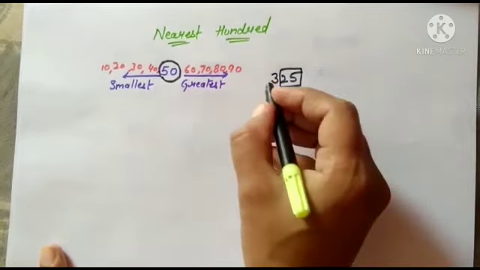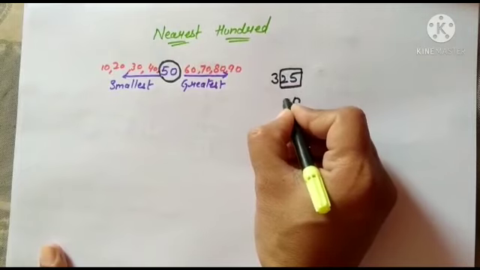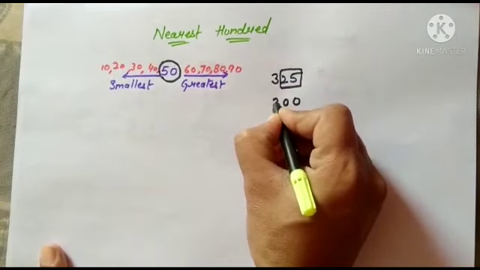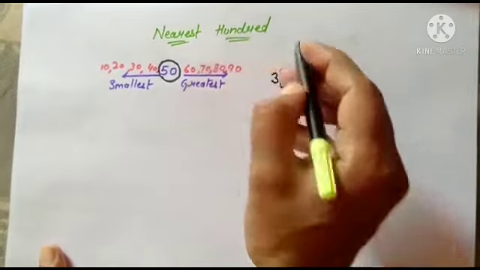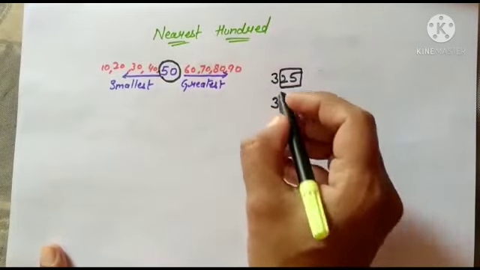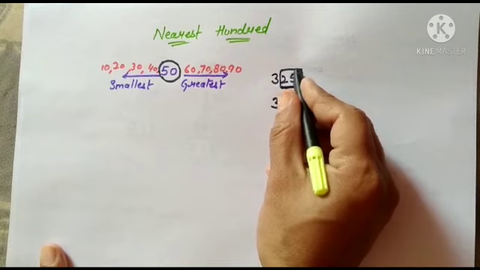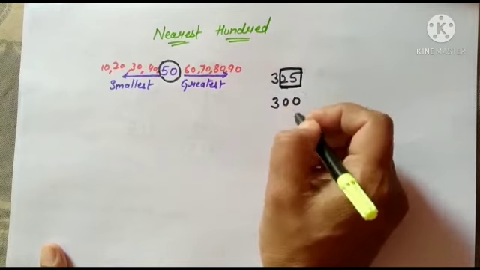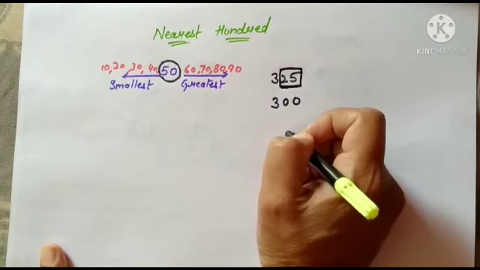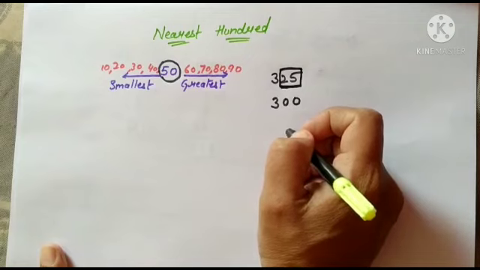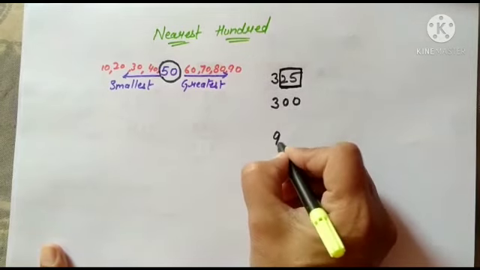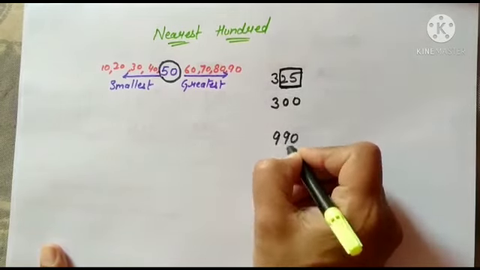So how can you write? You will put 3 in the hundreds place, because it is in hundreds, tens, ones place. So we will see this one. We will take the last two digits and see it. So the answer will be 300. Next is 990.